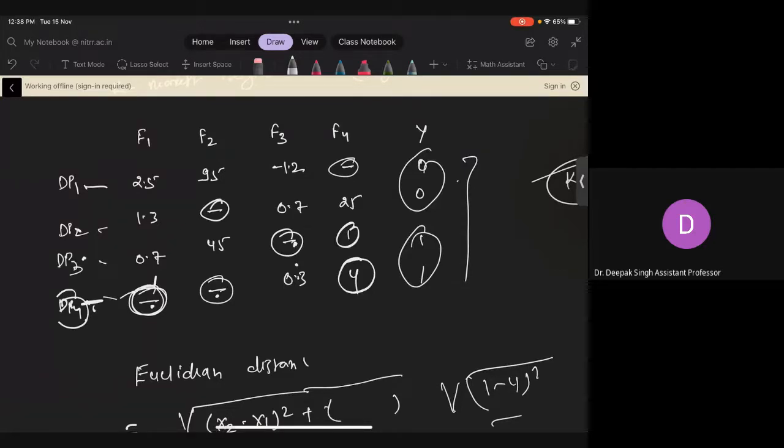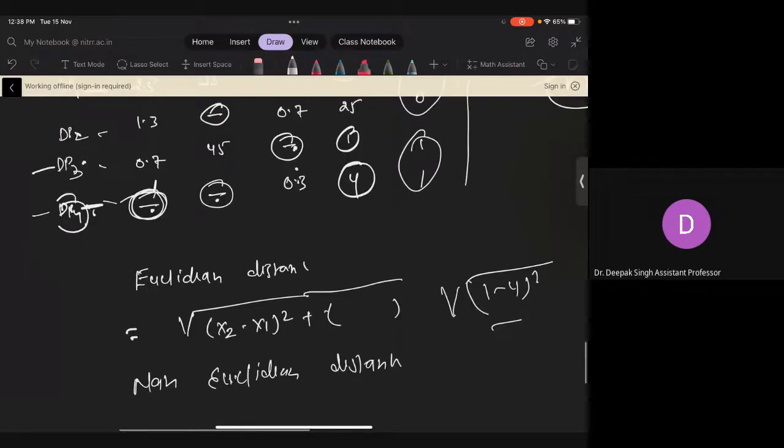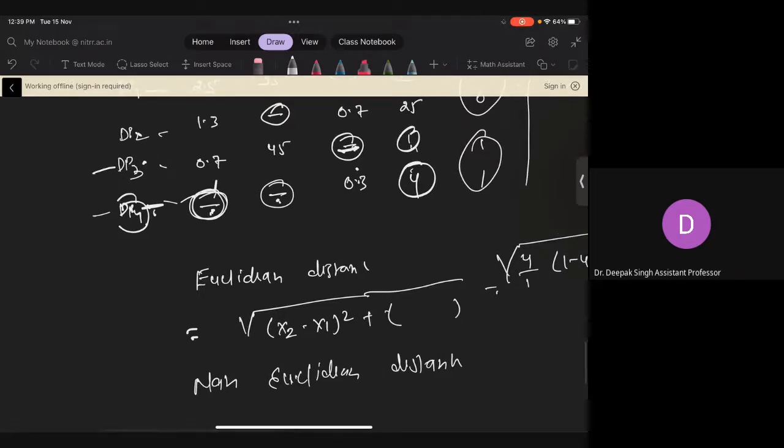Tell me. The distance between dp3 and dp4 would be 1 minus 4, whole square. This will be 1 minus 4, whole square, for these two data points. And here it is missing, here it is missing, and this one is missing, so these three will not be considered. Instead, 4 is my total present. Divide by how many matching? Only 1. This would be the Euclidean distance between dp3 and dp4.